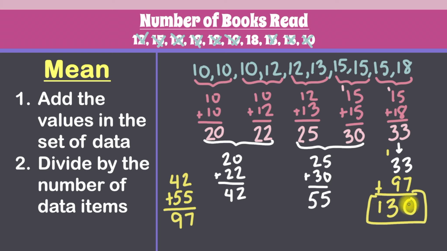Now remember, this is the sum of our data. This is not the mean. We've only done step 1. We still have to do step 2. Now, what I'm going to do is clear the blackboard for a second and put a note of what our sum is. That way we have enough room for step 2. So make sure you have this copied down. Clearing the board in 3, 2, 1.